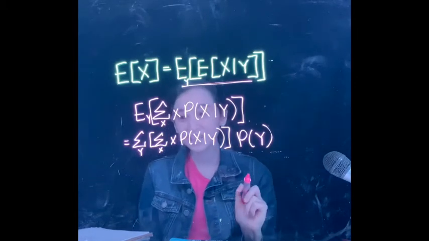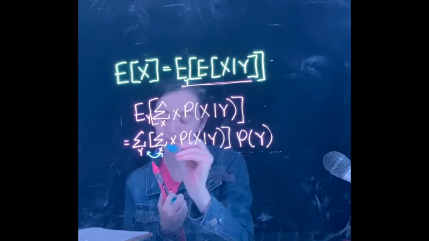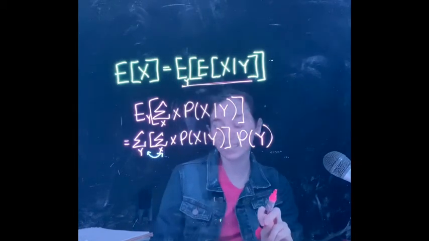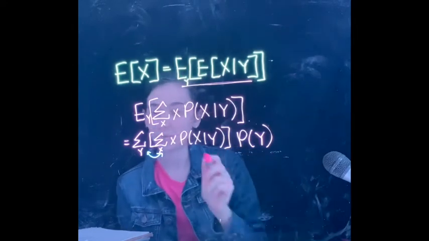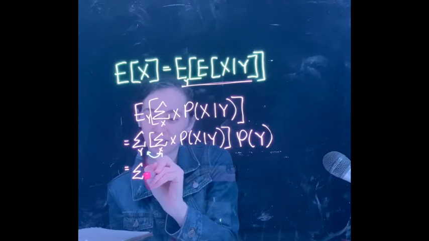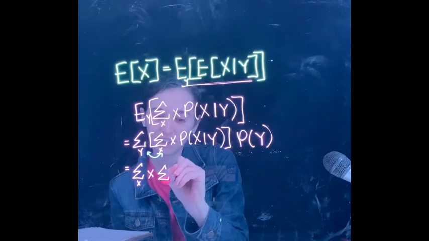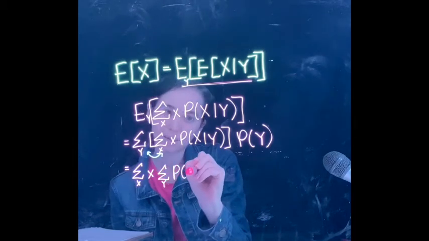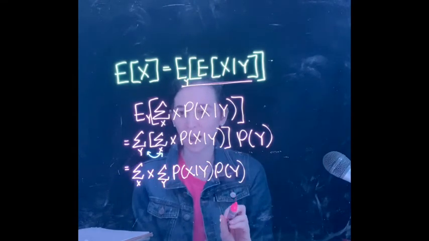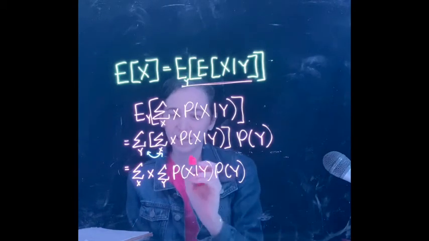Now I'm going to do something a little bit tricky. I'm going to switch the order of the summation, and I can do that because this is the finite case. We can prove that this is possible, but that's why I'm able to do this switcheroo. So I take the sum over x of x, the sum over y, times the probability of x given y, times the probability of y. These two things are equal.